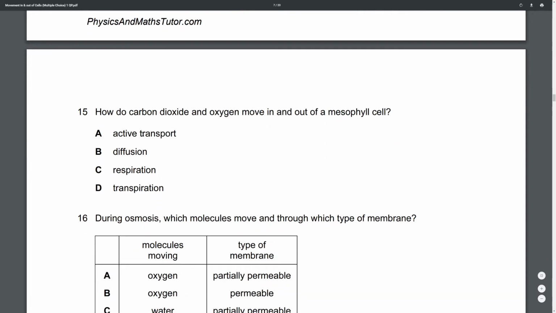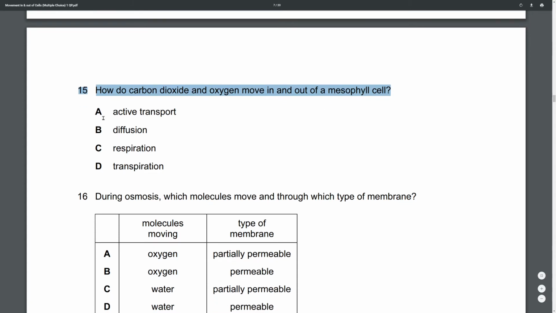Question 15. We're going to be doing up to question 30. How do carbon dioxide and oxygen move in and out of a mesophyll cell? Basically, active transport, nope, that uses ATP. Respiration, nope, that takes in oxygen. And transpiration, nope. So it will be diffusion.